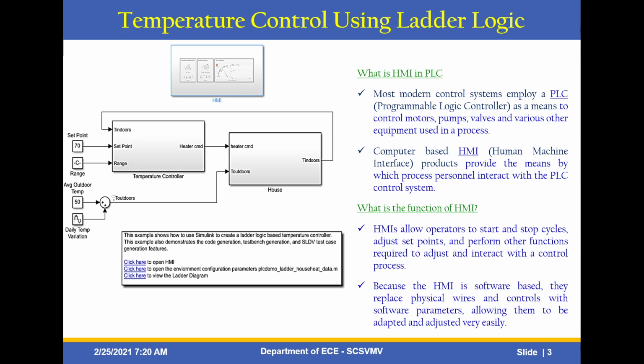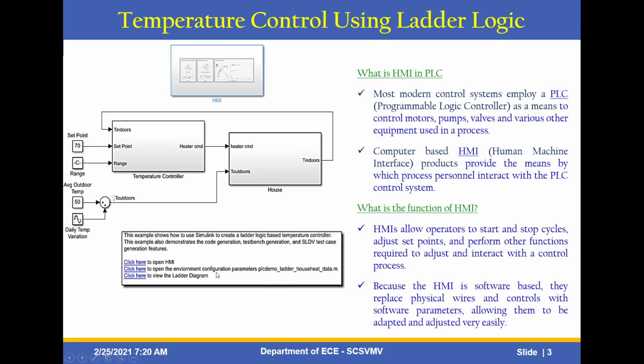provides a means by which process personnel interact with the PLC control system. Then, what is the function of HMI? HMIs allow operators to start and stop cycles, adjust set points, and also perform other functions required to adjust and interact with a control process. Because this human machine interface is software based, it replaces physical wires and controls with software parameters, allowing them to be adapted and adjusted very easily.